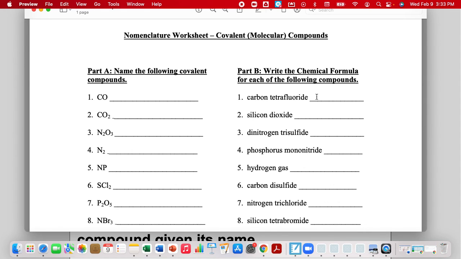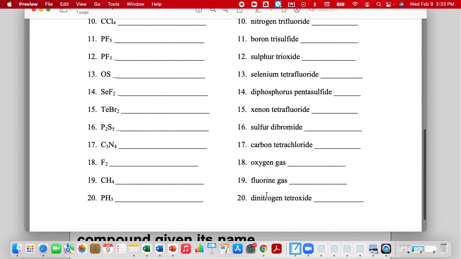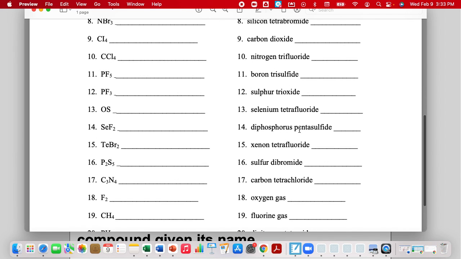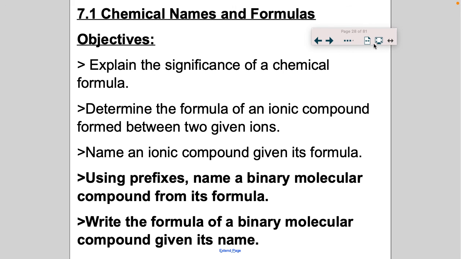So carbon tetrafluoride, okay, so I got carbon, so you'd write C. And then fluoride is fluorine, so you write a capital F. And tetra means 4. So CF4. Oh, diphosphorus pentasulfide. Diphosphorus, 2 phosphorus, so P2, and then pentasulfide, sulfide sulfur, S5, so P2S5. So that's the assignment. I'm sure you'll have no problems naming that, and you'll say, wow, that was a lot easier than ionic compounds.